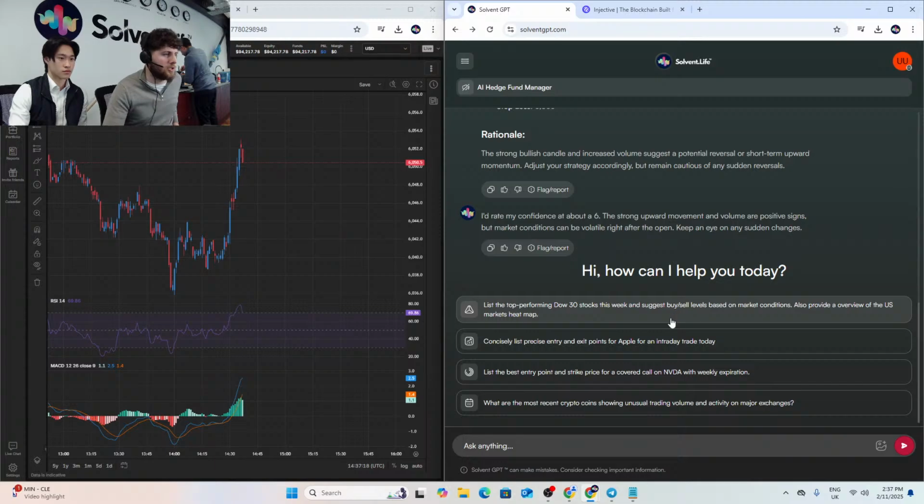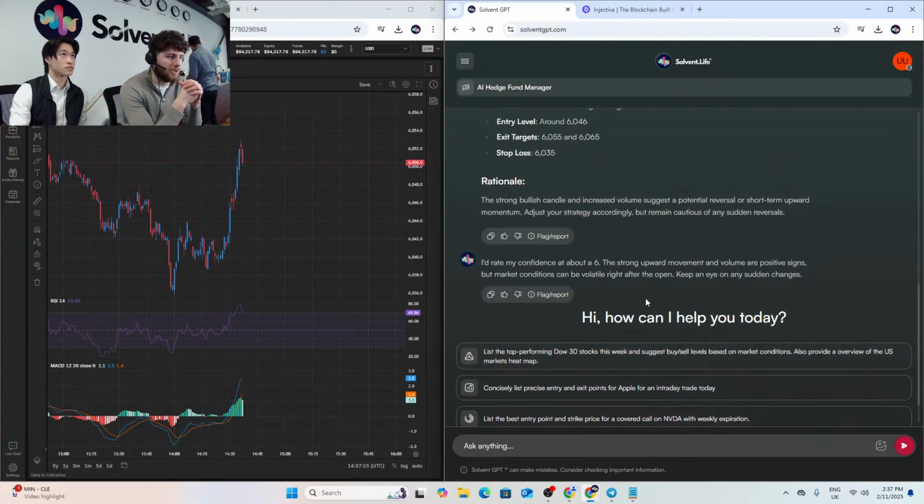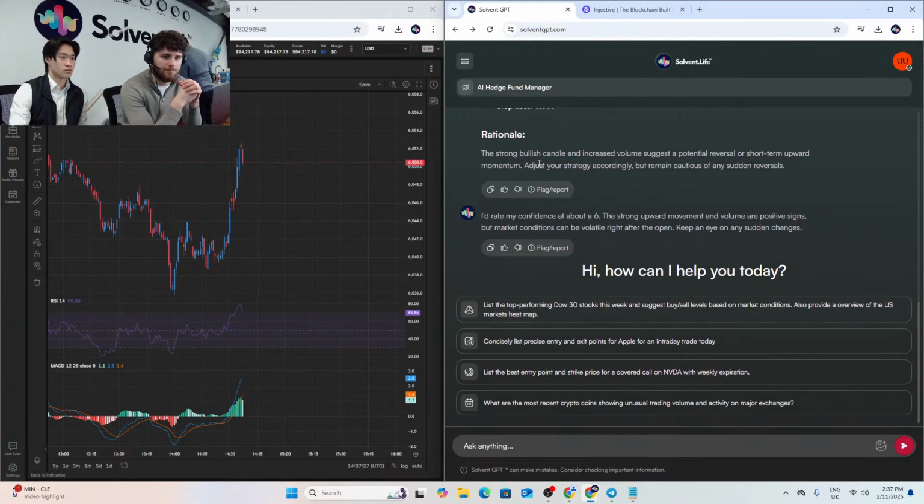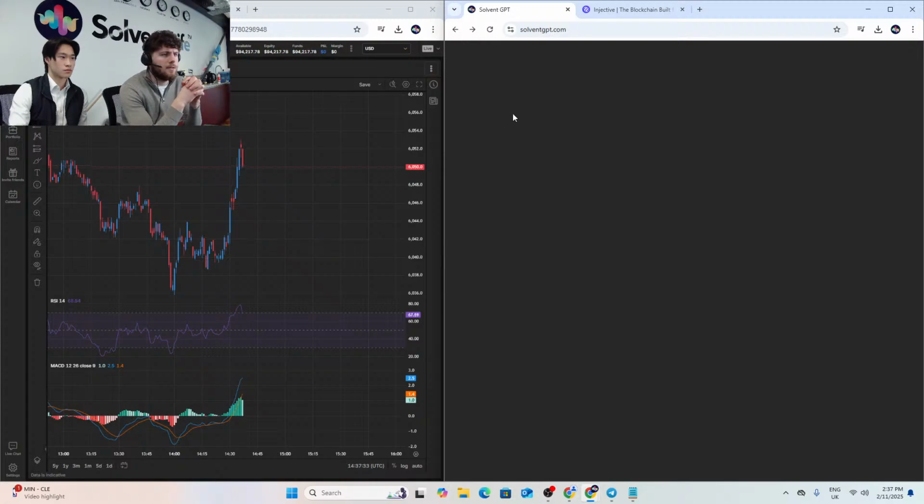Now, as you can see, price is dropping slightly. We're not in a trade at the moment. Potentially this could be another opportunity, especially with how volatile the market is after open. Let's see.